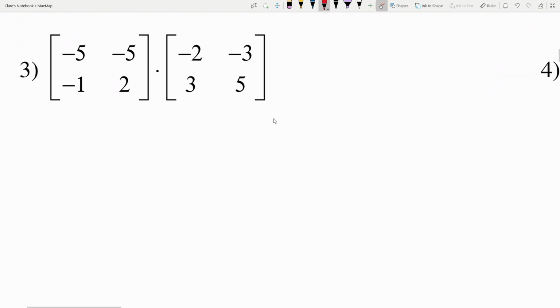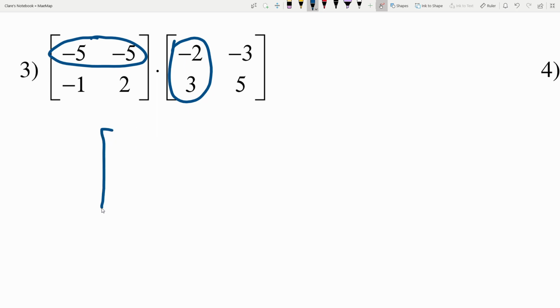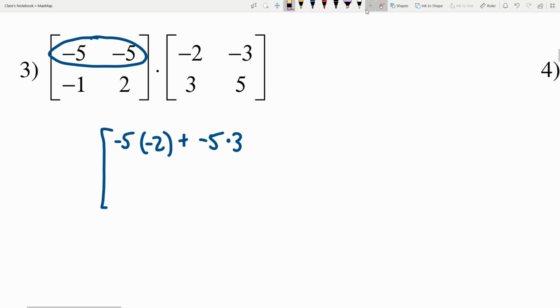Moving on to number 3, let's see if I can multiply these. I have a 2 by 2 by a 2 by 2. The number of columns in my first matrix matches the number of rows in my second, so I can indeed multiply these, and the result is going to be a 2 by 2. So I'll start with row 1 and find the dot product of that and column 1 to get the entry in row 1, column 1. So I'll have negative 5 times negative 2, and I'll add that to negative 5 times 3. Now I'll do my first row, second column: negative 5 times negative 3, plus, because we're going to add, negative 5 times 5.